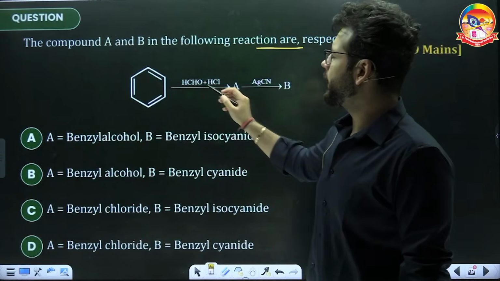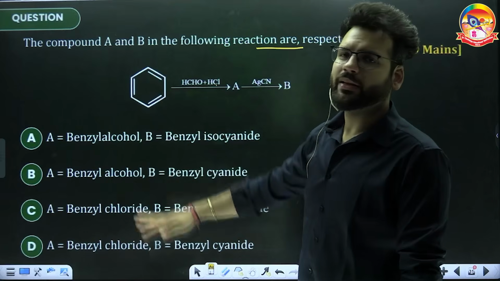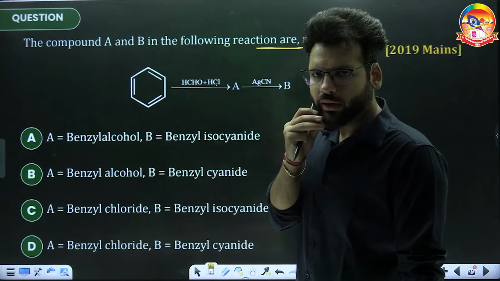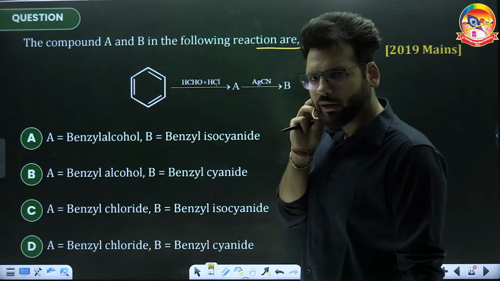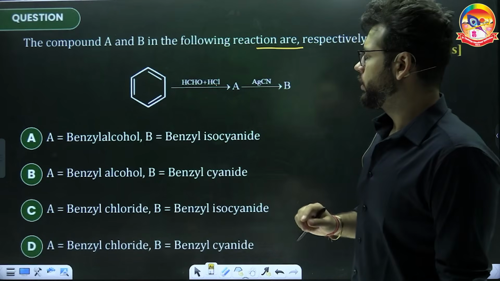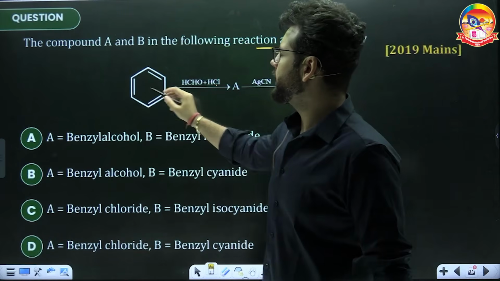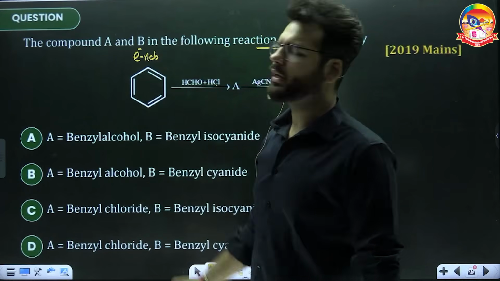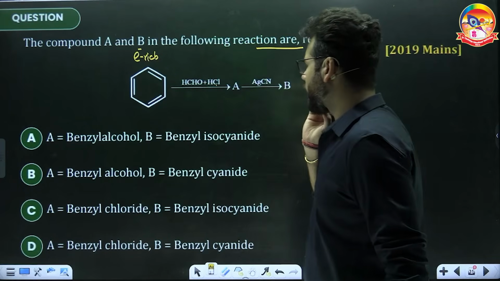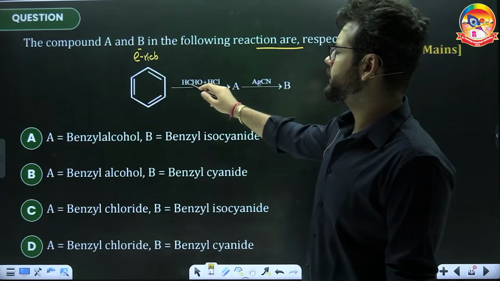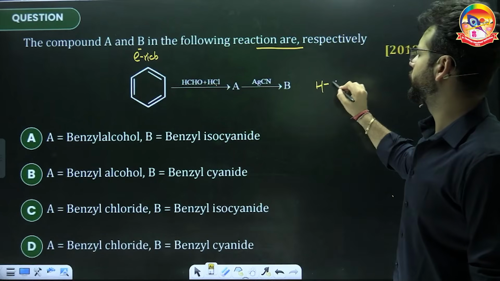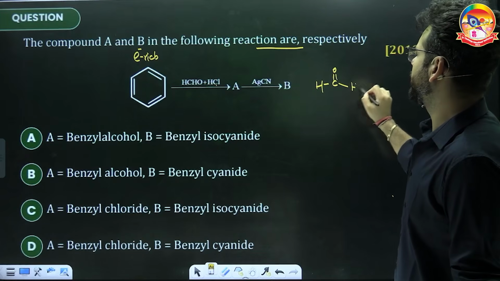What happens if HCHO, HCl react with benzene? This reagent you have never seen. Am I right? You have not seen this particular reagent. What would happen? Let us see. We know benzene is an electron-rich species. Now, if I react it with HCHO, which is formaldehyde, plus HCl, what would happen?